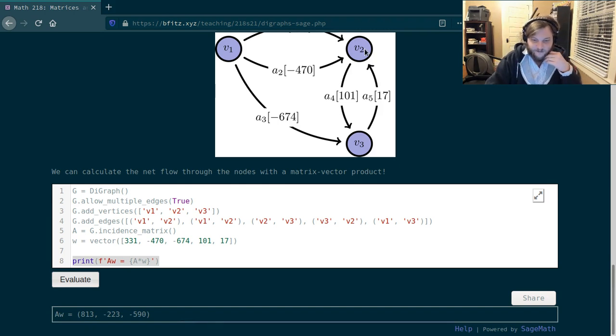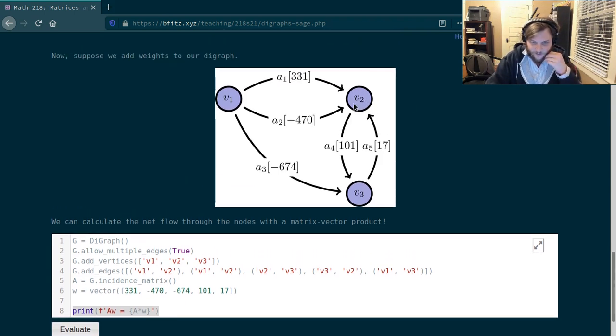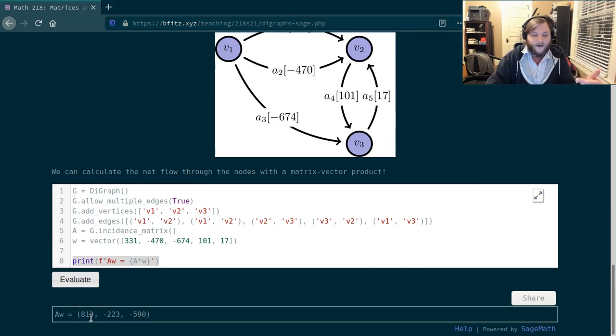If we did it for V2, V2 is more complex here. We have 3 arrows pointing at V2 and 1 pointing away. So if we calculated the net flow ourselves, we would add the weights pointing in. So that's 331 plus negative 470 plus 17. And then we would subtract off the weight pointing away. So we would subtract off 101. And evidently that would give us negative 223.